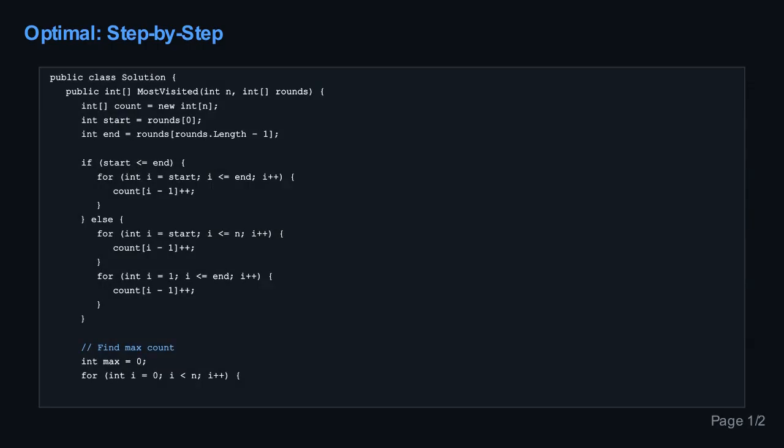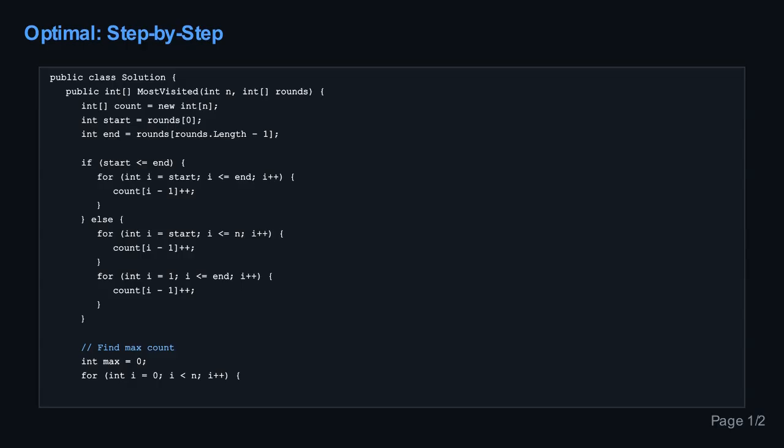Let's trace with n equals 4 and rounds are [1, 3, 1, 2]. Our count array is initialized to all zeros. The actual start of the entire journey is 1, and the final end is 2. Since 1 is less than or equal to 2, we increment counts for sectors from 1 to 2. So, sector 1's count becomes 1, and sector 2's count becomes 1. The count array is now [1, 1, 0, 0].